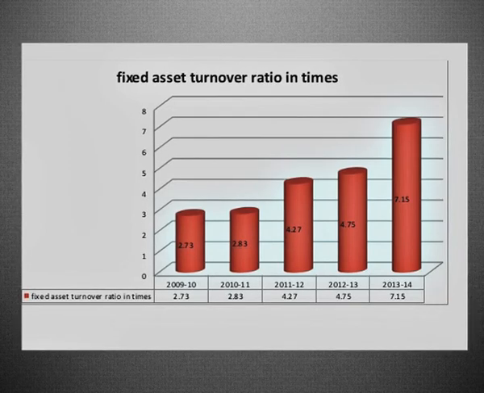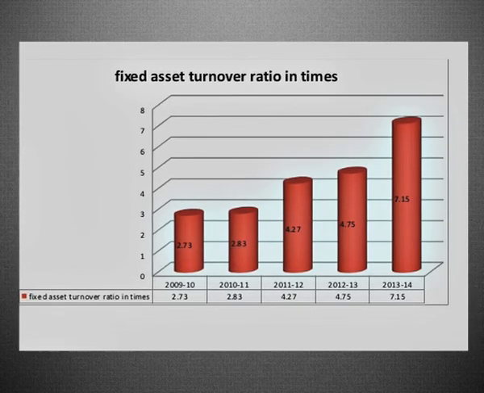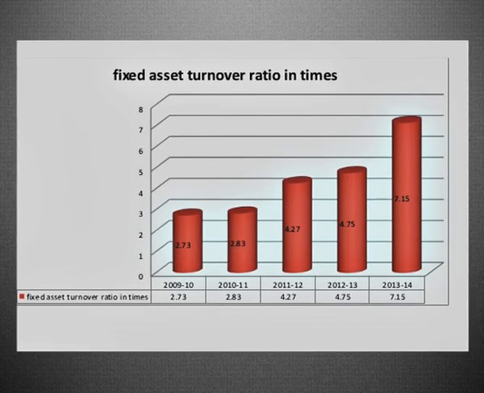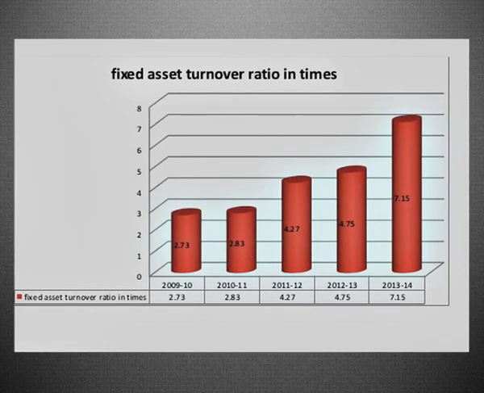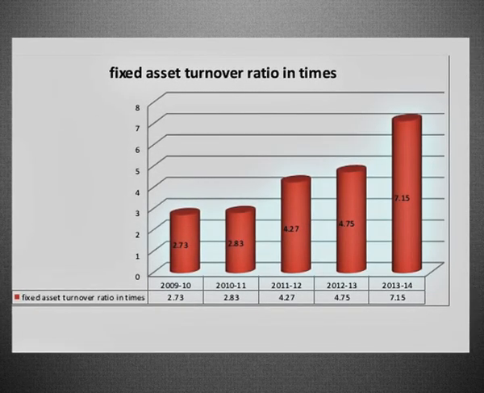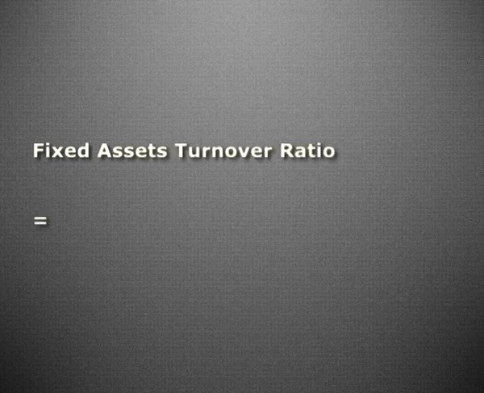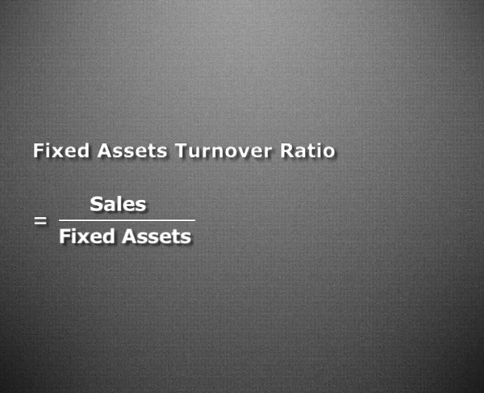Fixed assets turnover ratio shows how efficiently the fixed assets are being utilized in the business. A high ratio indicates a better performance. On the other hand, a low ratio indicates that fixed assets are not being efficiently utilized. This ratio is calculated as follows. Fixed assets turnover ratio is equal to sales divided by fixed assets.